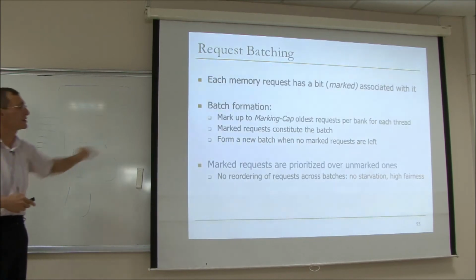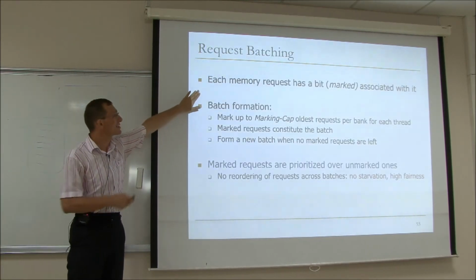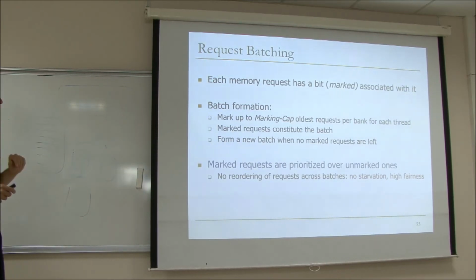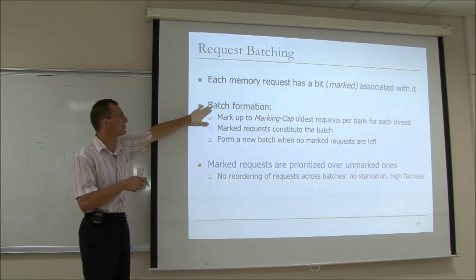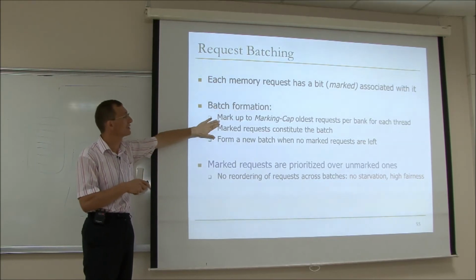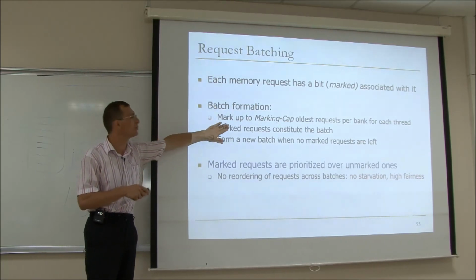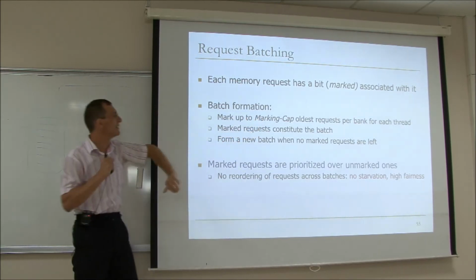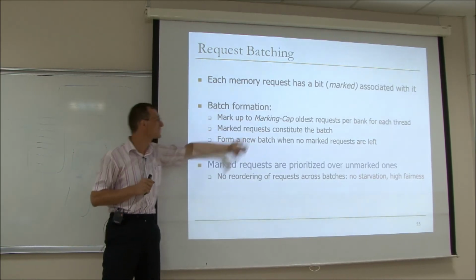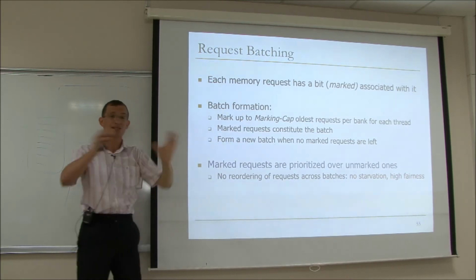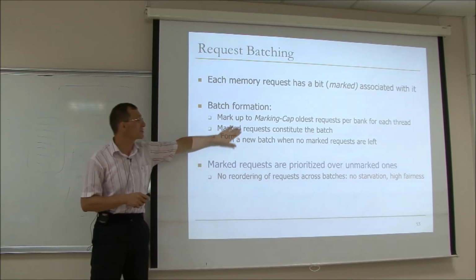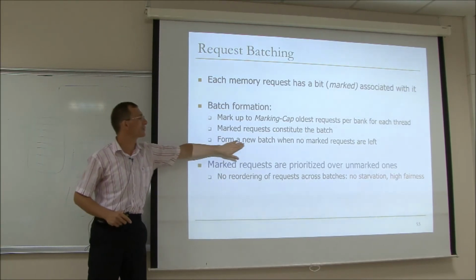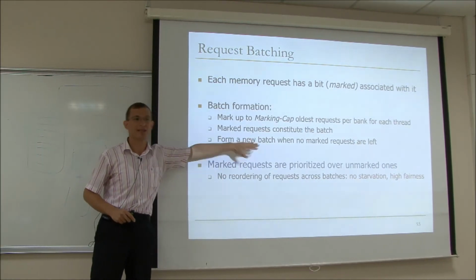Request batching is actually easy to do. Basically, each memory request can have a bit, we'll call that the marked bit, associated with it. And to form a batch, the memory controller marks up to marking-cap oldest requests per bank for each thread. And this is the cap you were talking about, and this is an important cap to determine, actually. These marked requests constitute the batch. And once there are no marked requests in the memory request buffers, the memory controller forms a new batch. And that's how it works.